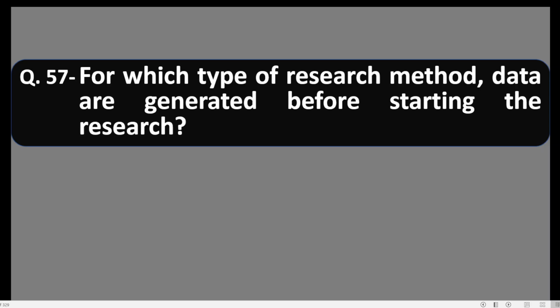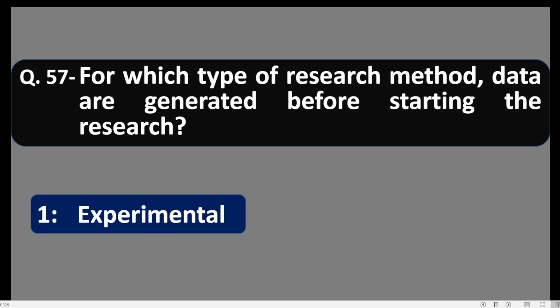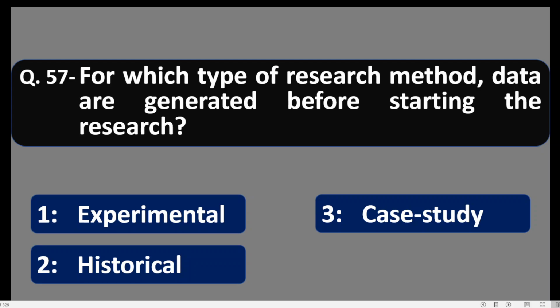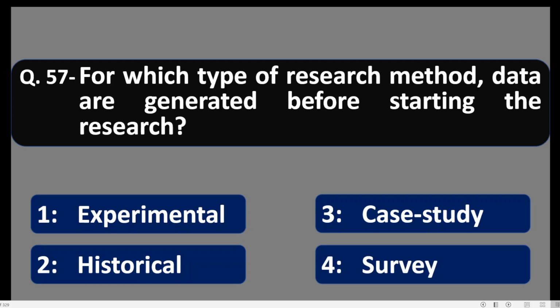Question 57. For which type of research method are data generated before starting the research? Before starting the research, data are already generated. Experimental research, historical research, case study, survey. It happens with historical research, because historical research studies past events. So data are generated before starting the research in historical research.